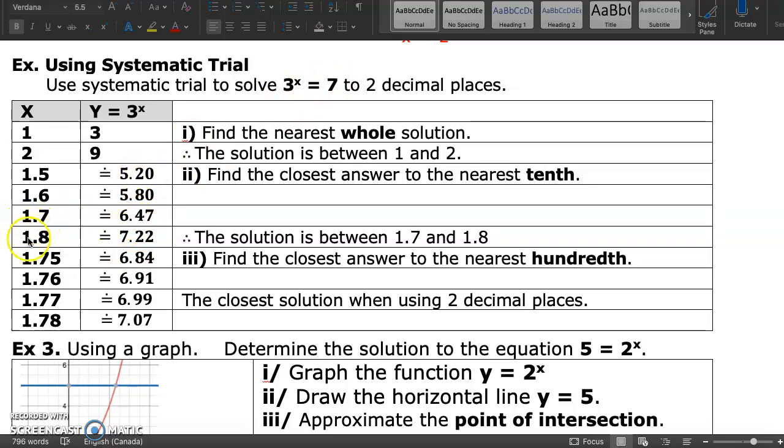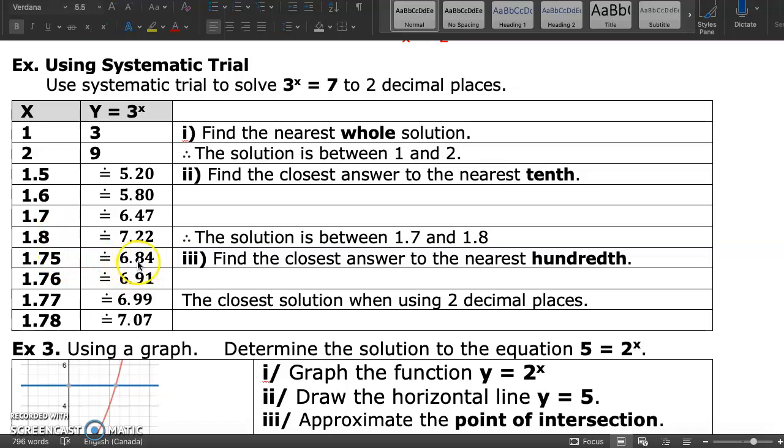Here, 1.7 and 1.8, those values of x contain the solution that we're looking for. We're looking for when this is equal to exactly 7. We're going to apply the same technique, but now to the hundredths place, or to 2 decimal places. We know that 7 will occur between these two values, so we use the midpoint of 1.7 and 1.8. We can add them together and divide by 2. You'll get the value 1.75 as the midpoint of these two numbers.